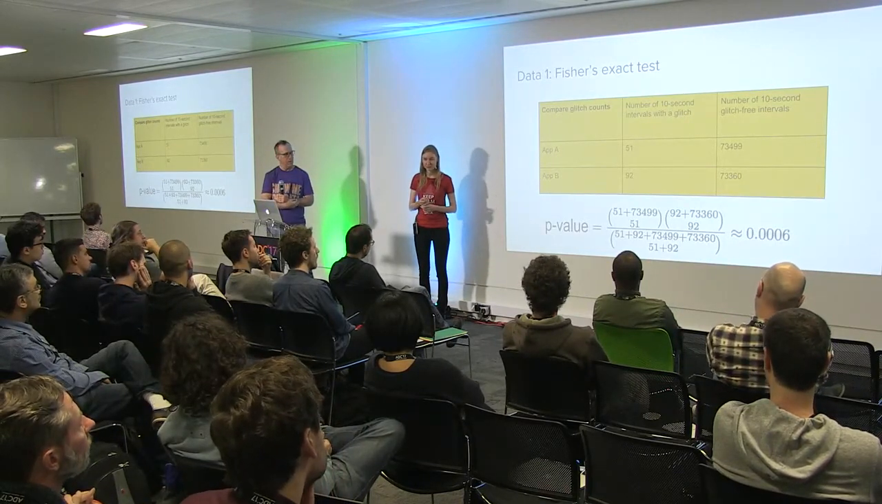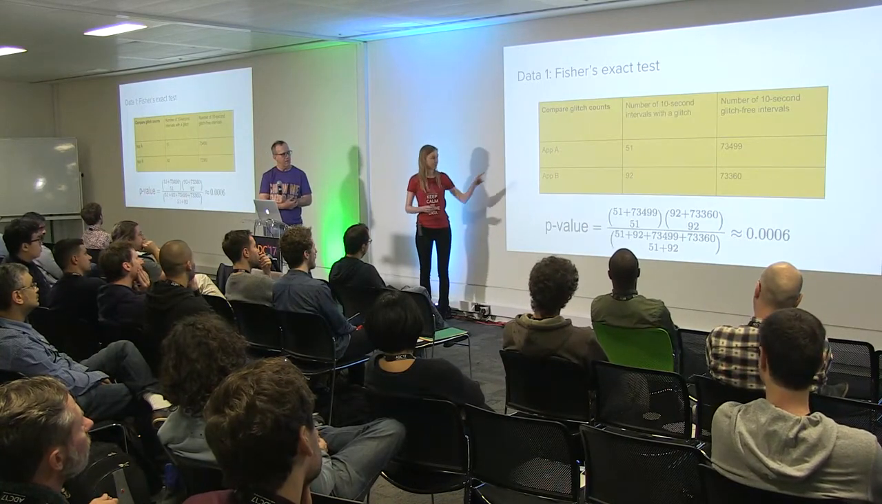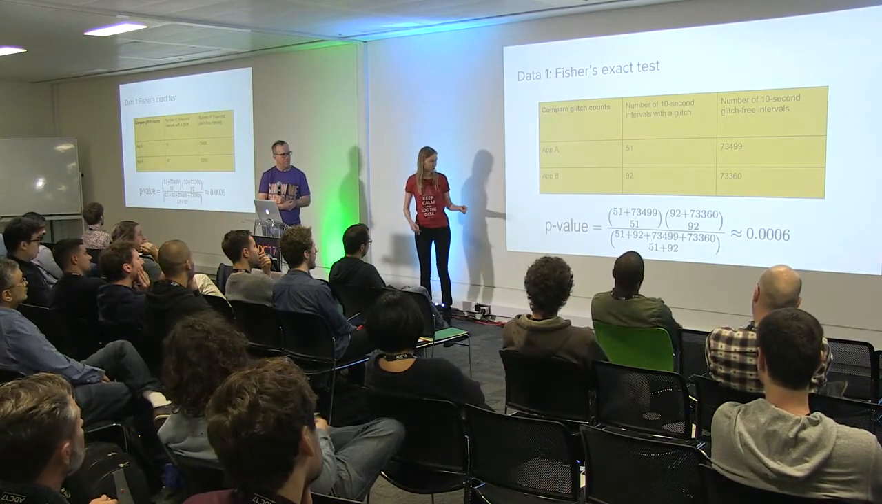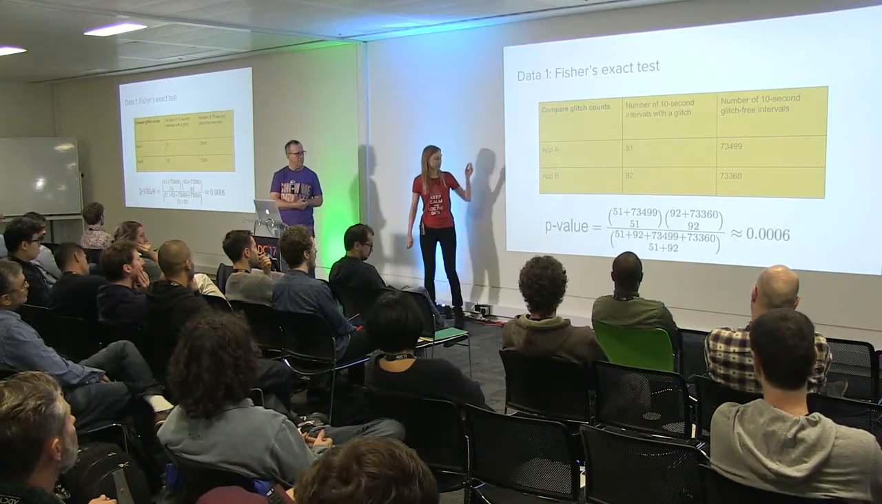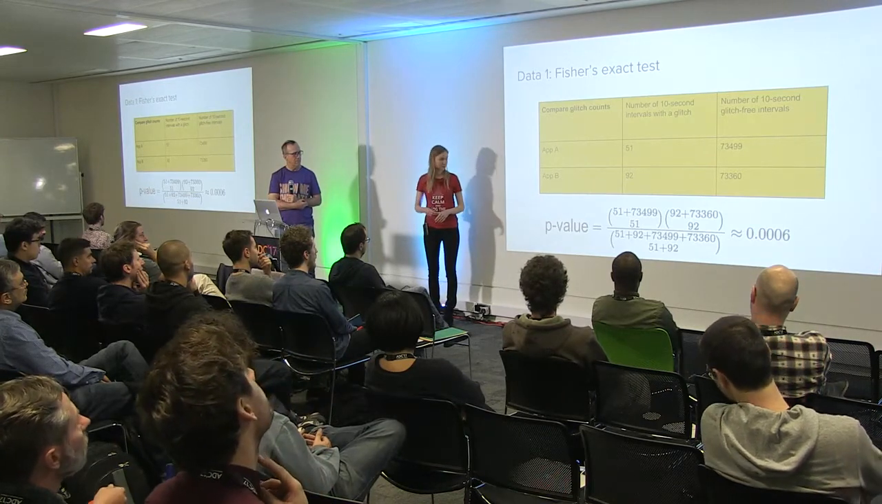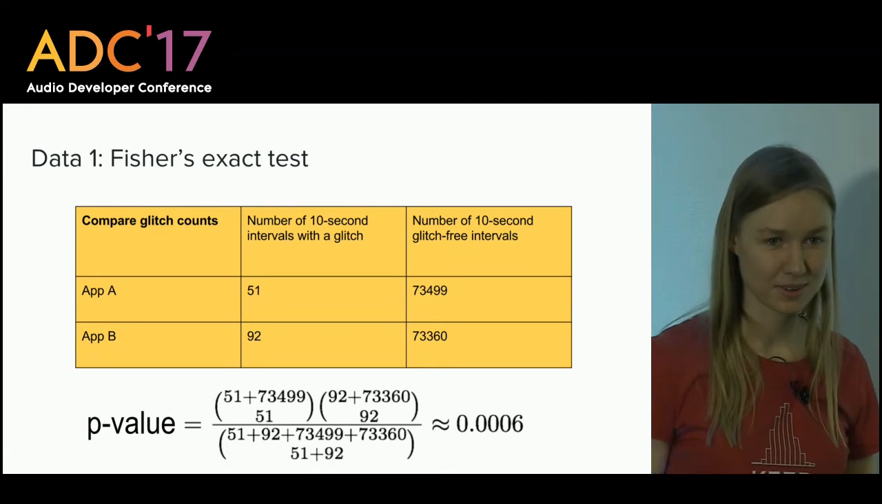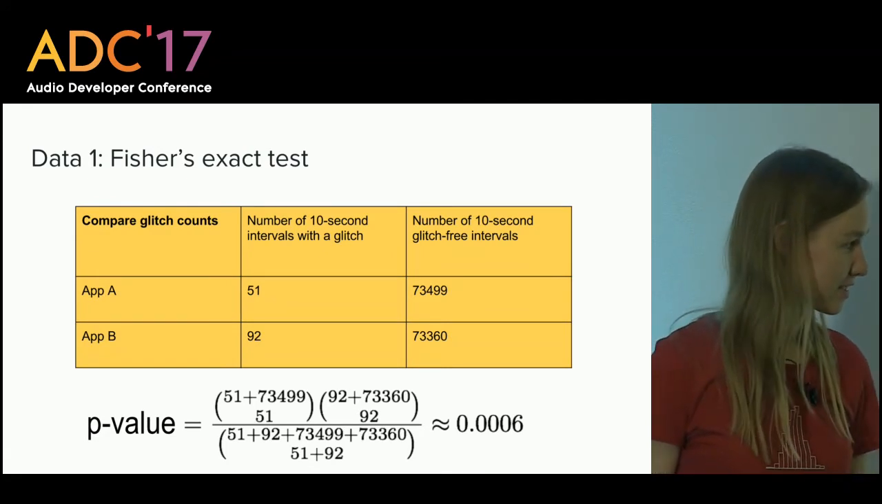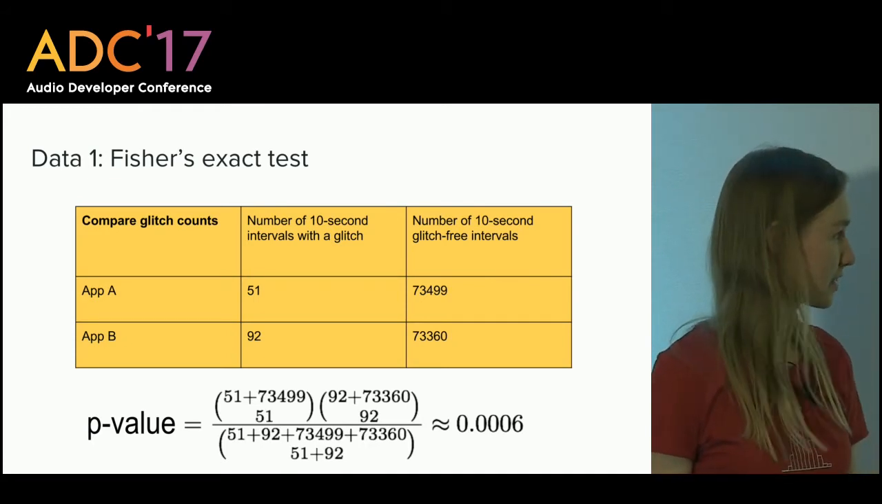Again, we calculate the probability of getting these 4 values if app A and app B are the same. It turns out that there's a pretty simple combinatorics approach. It's called Fisher's exact test. That'll give us a very small p-value. So as long as we have enough data, we can then trust that this means that app B actually does not behave like app A.